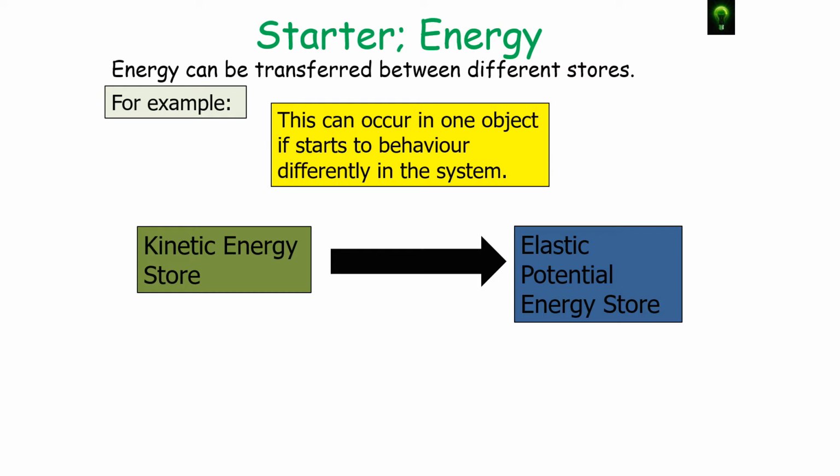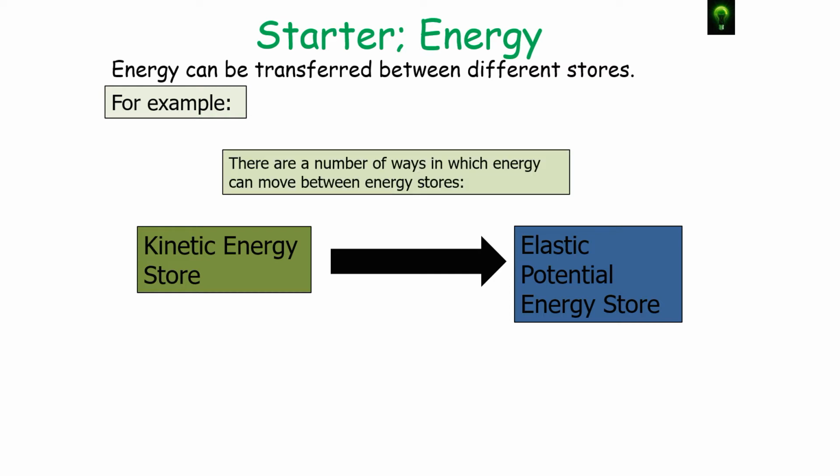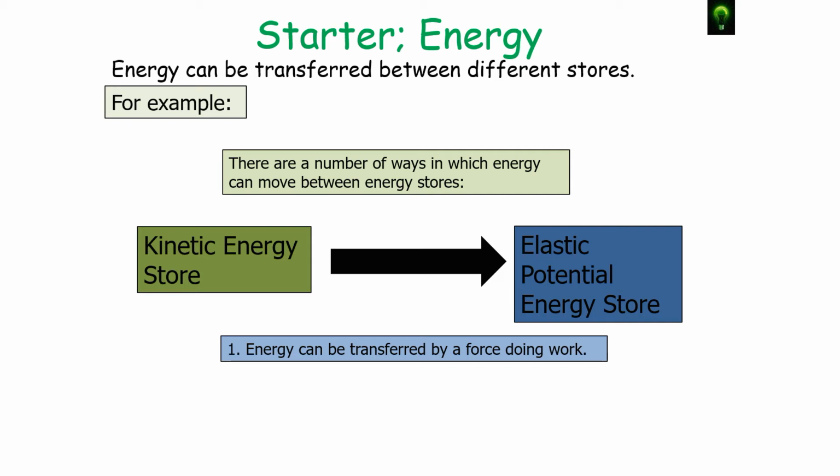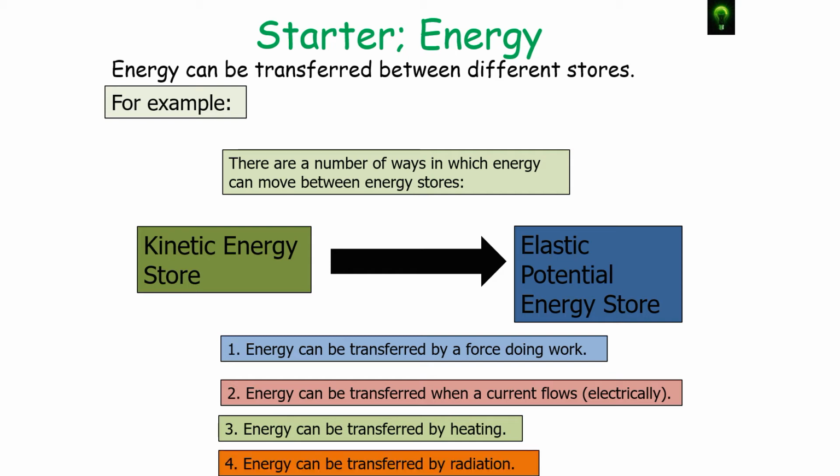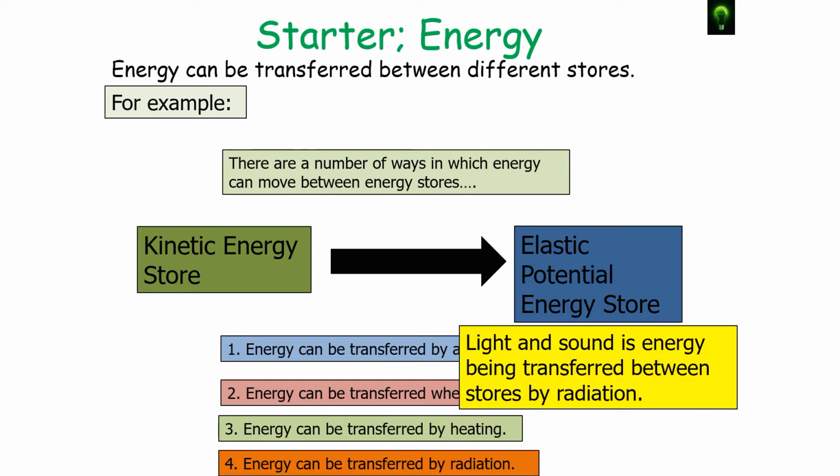Now there are also a number of ways in which energy can move between energy stores. So the first way energy can move between stores is energy can be transferred by a force doing work. The second way is energy being transferred when a current flows, so electrically. You can also have energy being transferred due to heating, and we can also have energy transferred due to radiation. Now light and sound is energy being transferred between stores by radiation.